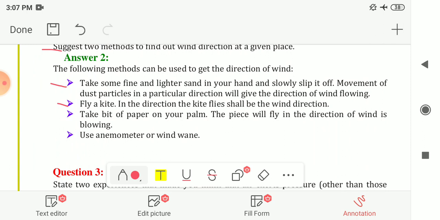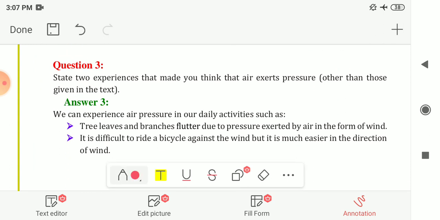Next is, fly a kite. The direction in which the kite flies will be the wind direction. Next is, take a bit of paper on your palm. The piece will fly in the direction the wind is blowing. Next is, use an anemometer or wind vane. So by all these methods we can find the wind direction.